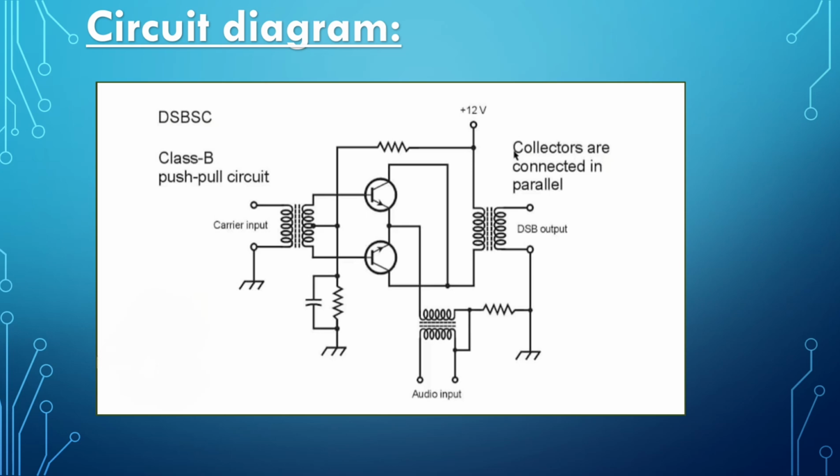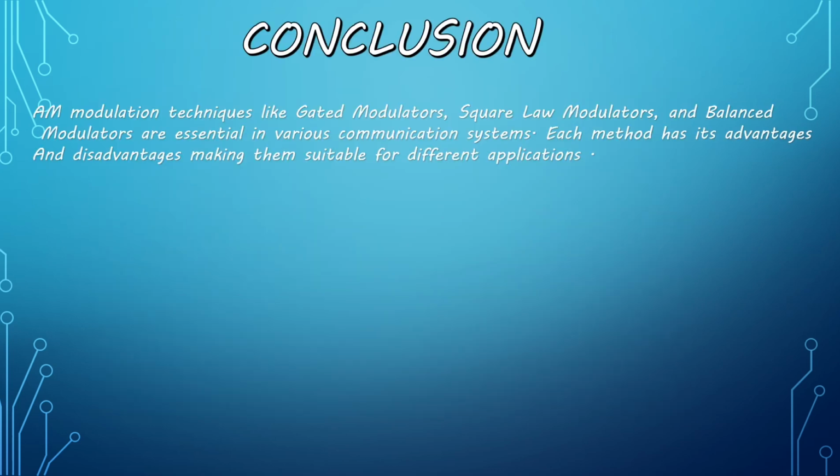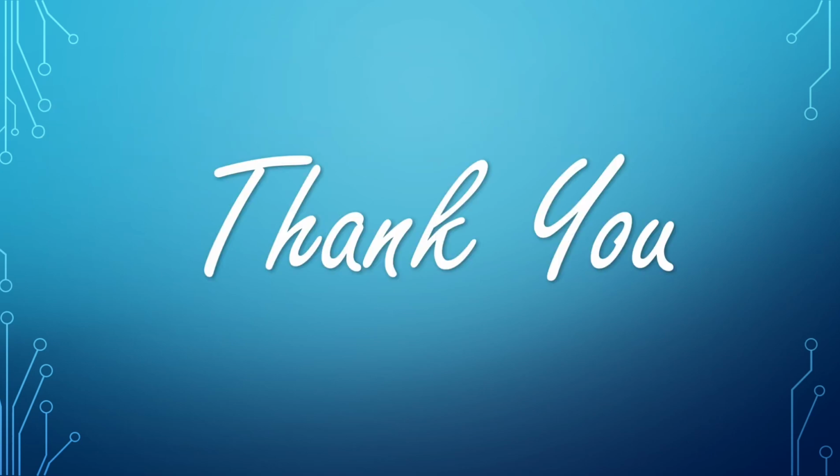Next we go through the part of conclusion. AM modulator techniques like gated modulators, square law modulators, and balanced modulators are essential in various communication systems. Each method has its advantages and disadvantages, making them suitable for different applications. It means when we talk about modulators, there are three types: gated, square law, and balanced. All are important.